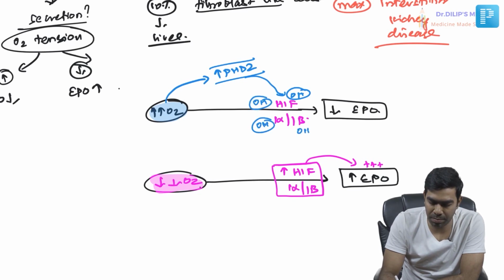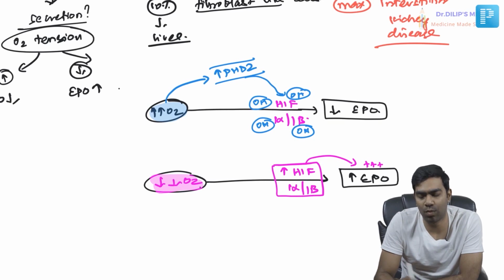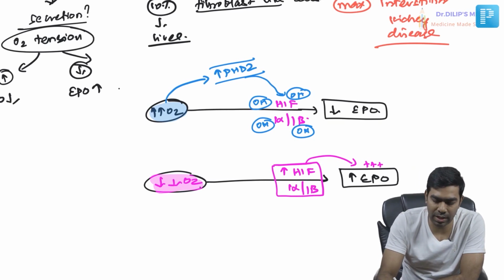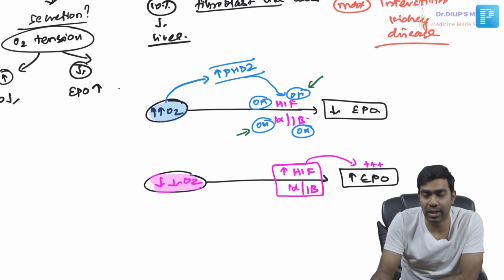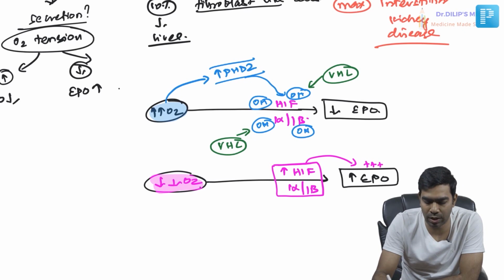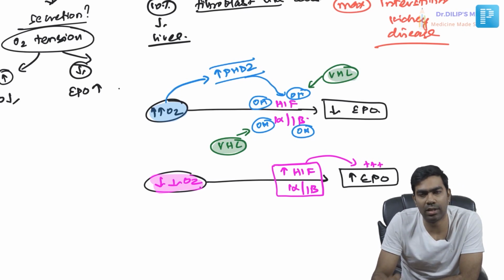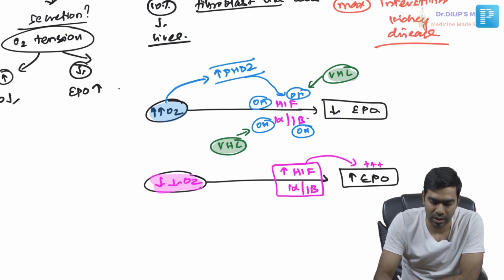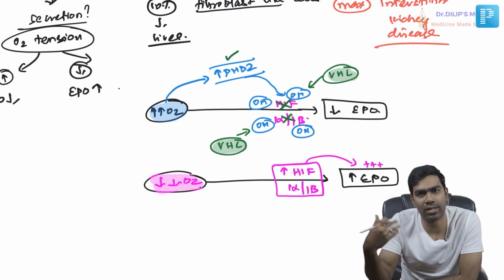The moment this HIF 1 alpha and 1 beta are hydroxylated, this becomes a target for binding with another protein called VHL. That's called von Hippel-Lindau protein, which comes from the von Hippel-Lindau gene from chromosome number 3. You all know that already. So when the VHL binds with this HIF 1 alpha and 1 beta, they tend to break down the HIF 1 alpha and 1 beta. Which means this PHD2 hydroxylation facilitates the binding of HIF 1 alpha and 1 beta with von Hippel-Lindau protein.